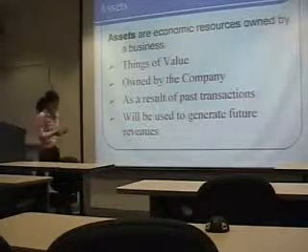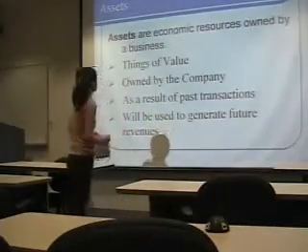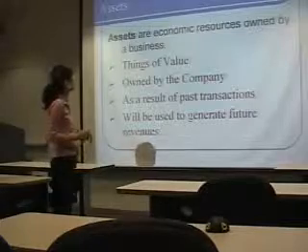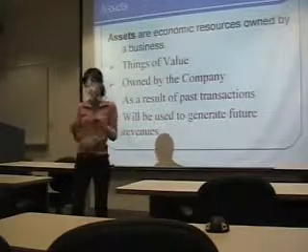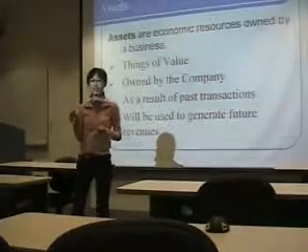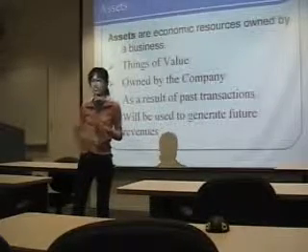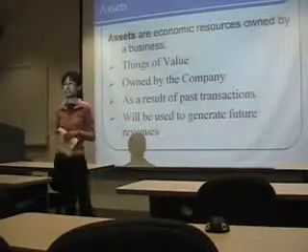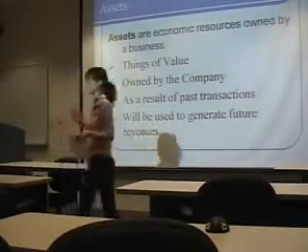So what is an asset? The definition of an asset is economic resources owned by a business. It should be a thing of value. So it's a valuable thing, and it should be owned by a company. It's a result of past transactions. Also, it will be used to generate future revenues and profits.